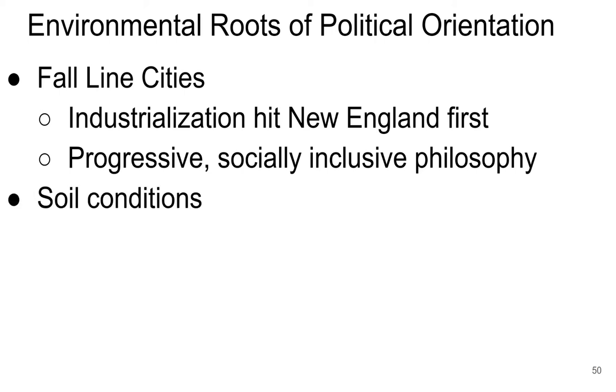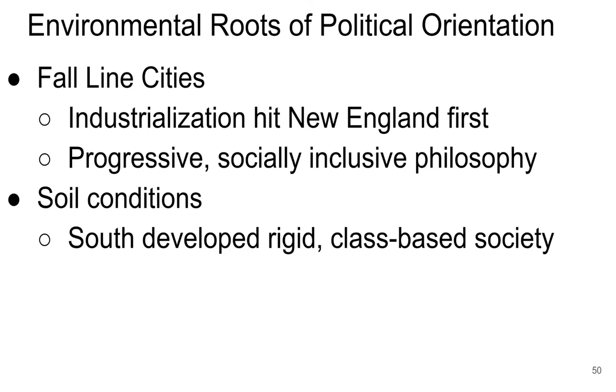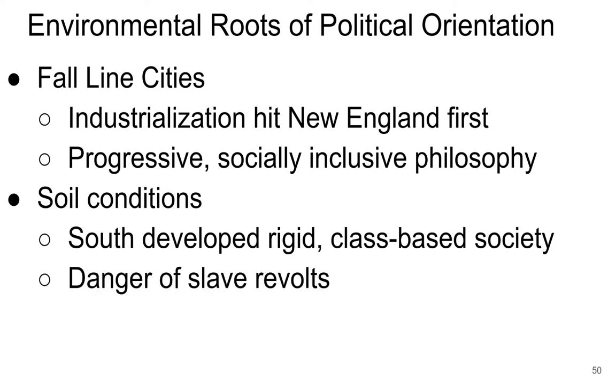As opposed to the South, and looking at poor soil conditions in the South, they developed a very rigid class-based society. Again, the South hasn't, as a country, we haven't dealt with slavery. The South has not dealt with slavery. They have not moved beyond that. And so they had a rigid class-based society because of the danger of slave revolts. So you have a very strong government.